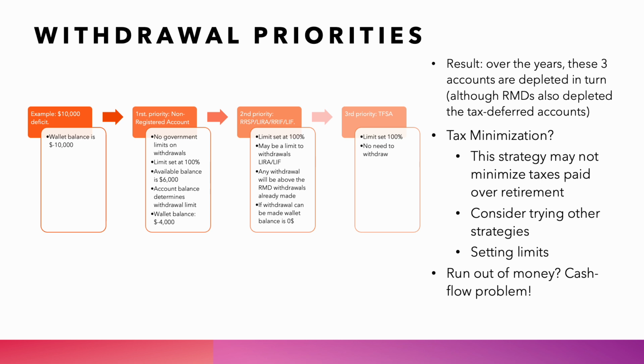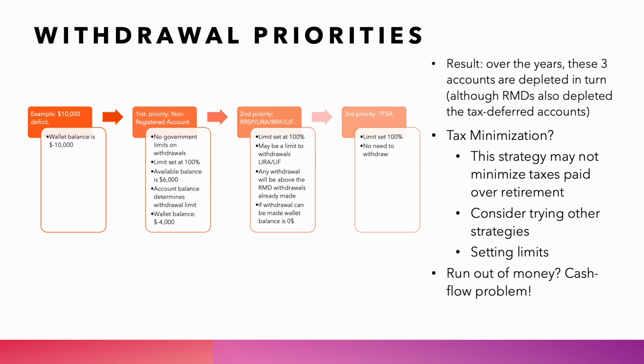If it's a locked-in account, again, there might be external limits imposed. If any withdrawal is made at this point, it will be on top of any required minimal withdrawals already made by the time machine. If the withdrawal is fully made, then we are done. No need to withdraw from the TFSA that is next. I think that you can see that over the years, those three accounts will be depleted in turn. That may not be the most optimal withdrawal strategy to minimize taxes paid over your retirement. So you can try other ones to see if you get a better result.